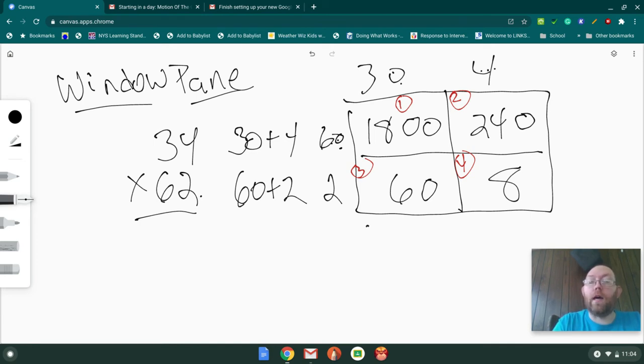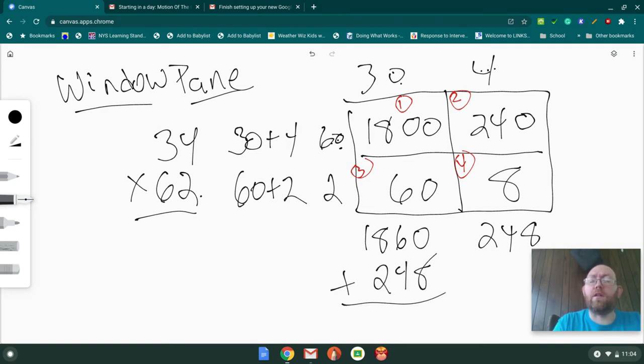The way I do this is I add these first to get 1,860. Then I add those to get 248. Now I'm going to add those two together. I could have picked a number that was a little bit easier to add together in our heads, but I like to see the process here.